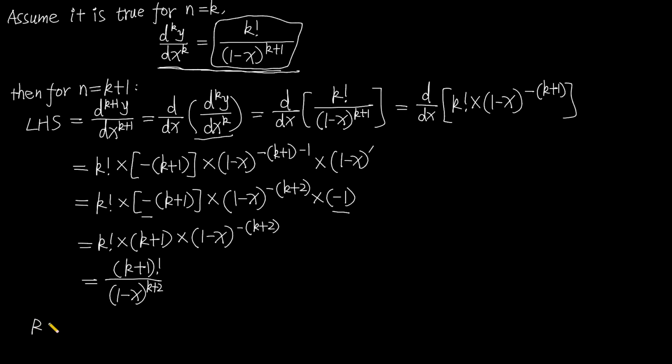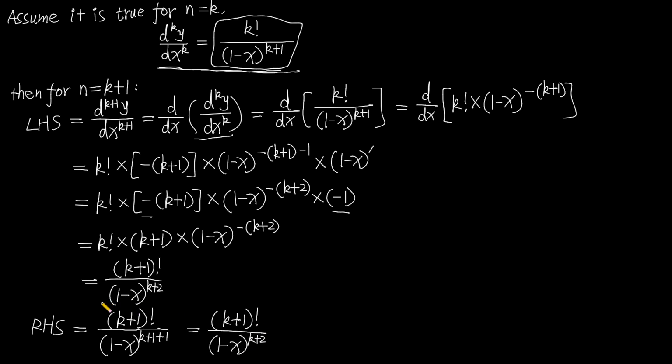Now check the right-hand side. The right-hand side equals, so we just use k plus 1 to replace n in the original form. So it's (k plus 1) factorial, and here is (1 minus x) to the power of k plus 1 plus 1. So this equals (k plus 1) factorial over (1 minus x) to the power of k plus 2.